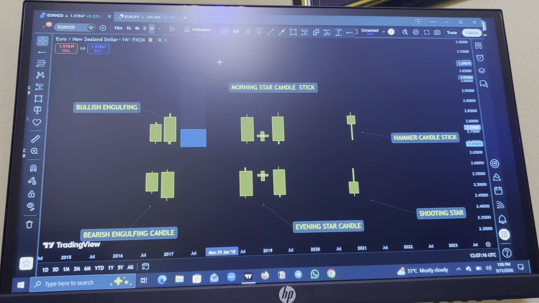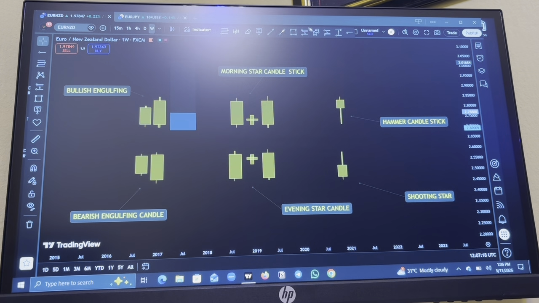We'll be having our 50% around the middle of this candlestick, of this bearish engulfing candle around here, right? 50% should be around there, that region. You don't have to be accurate, and then you put your sell limit.